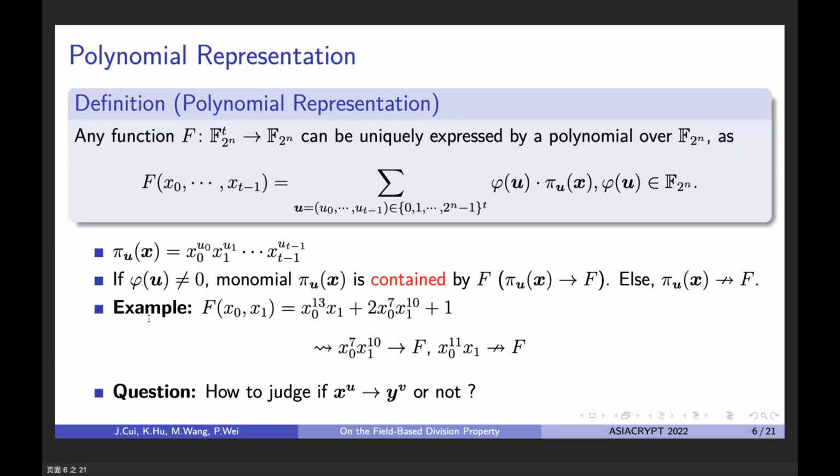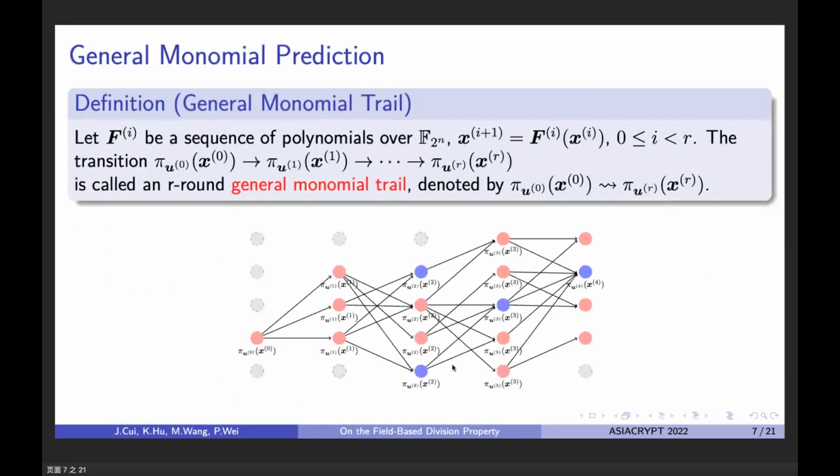We use the following example to explain this. Given a polynomial f of x0 and x1, you can make the following two observations. x0 to the 7 times x1 to the 10 is contained by f, and x0 to the 11 times x1 is not contained by f. If the polynomial representation is simple, the problem of deciding whether x to the u is contained by y to the v is trivial, just by simple calculation. But when the polynomial representation is complex or not available, as is usual in symmetric key primitives, this problem is difficult.